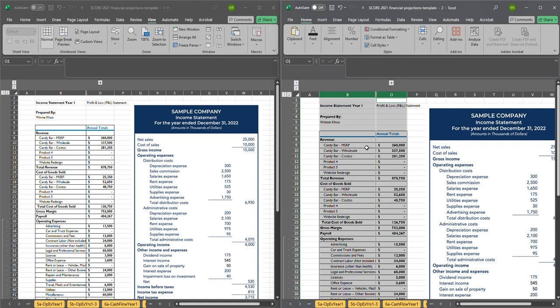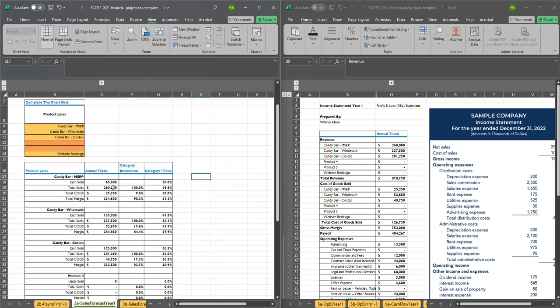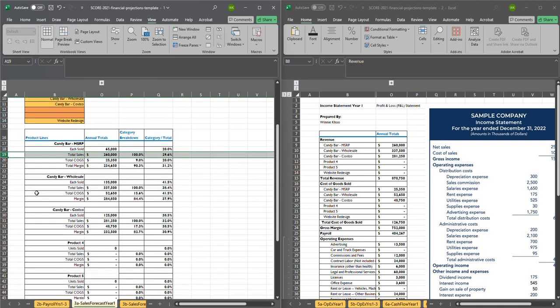So we are starting from the top of income, so we're starting with revenue, and in this template that is coming from the sales forecast. So there is a sales line item here in the sales forecast that's getting pulled into the income statement. So that's these numbers here.